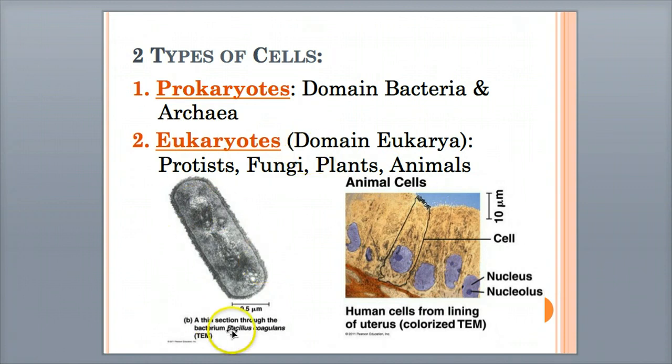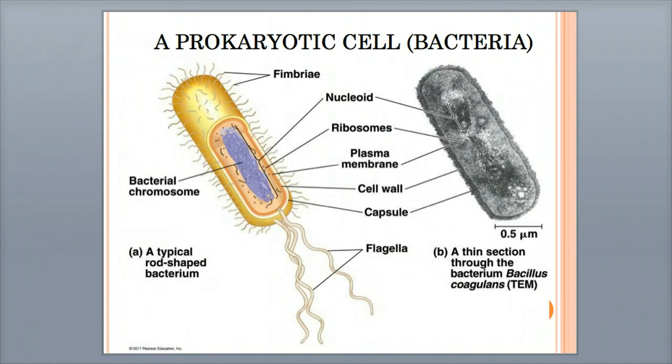Here on the left is a picture of a prokaryote, so notice how the cell looks, versus this, which is a human cell from the uterus. This is a eukaryote. So to go more in depth, this is what a prokaryotic cell looks like. You should be able to draw one. It sort of looks like a hairy medicine pill. So you see, they call them fimbriae.